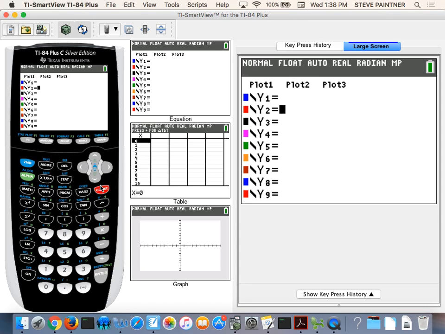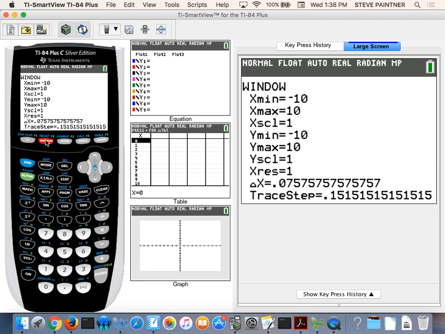If you have equations in there, get rid of them. Clear, clear, clear. Okay? Now, before I put the equation in 2x squared, here's what I want you to do. Hit your window button. Your x minimum, let's go -3. Your x maximum, +3. So I'm going 3 to the left and 3 to the right. Now your y-axis, minimum 0, maximum 10's good. See what I did? I closed your window this way, and then I took your y-axis, closed it up.